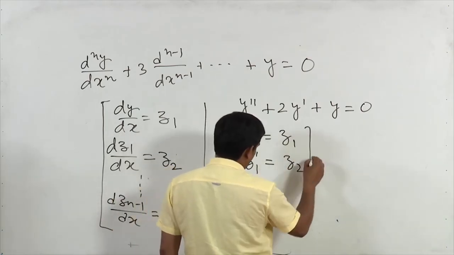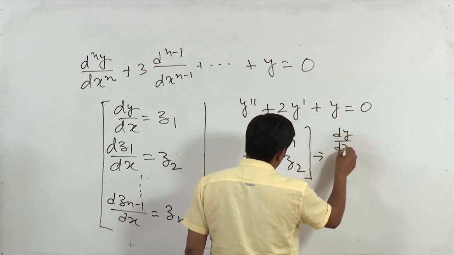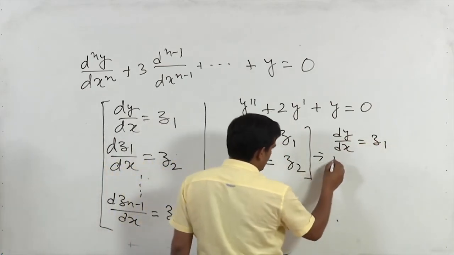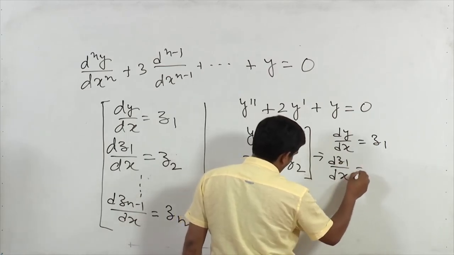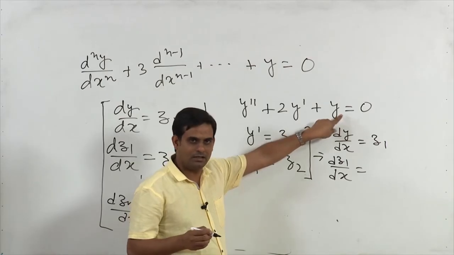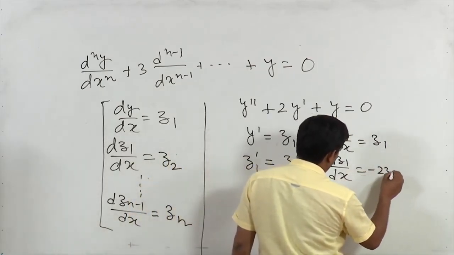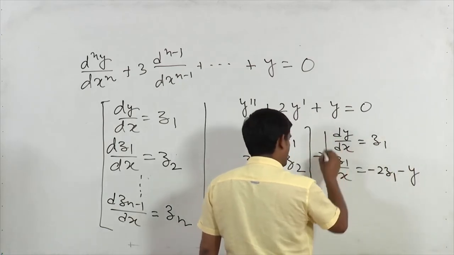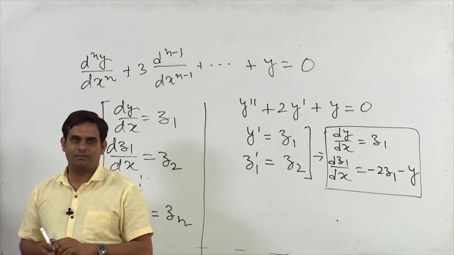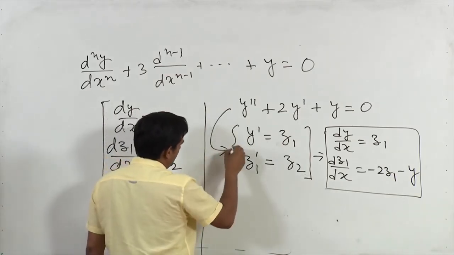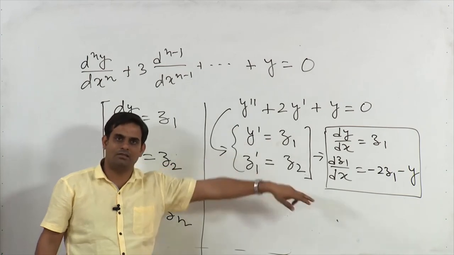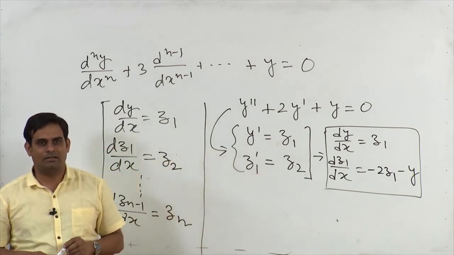So, basically what I have is dy over dx equals z1, and dz1 over dx, that is basically d2y over dx square, y double prime. So, this will become minus 2y prime minus y, that is minus 2 z1 minus y. So, here I have a system of two first order ODEs in z1 and y, which is equivalent to a second order differential equation. Similarly, a third order differential equation can be reduced into a system of three first order differential equations, and so on.